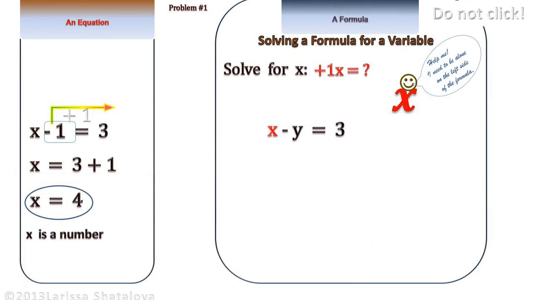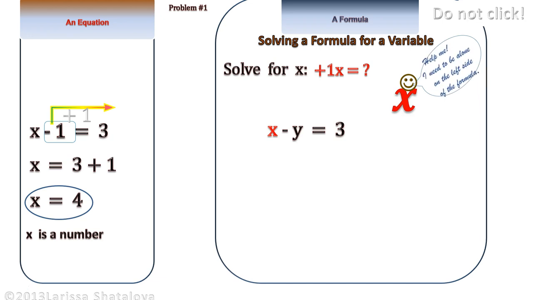Requests to solve the equation or solve the formula for a variable are very similar because a formula is practically an equation. Look at example number 1. Here is an equation x - 1 = 3, and we have to solve for x. x is 4. x is just a number. On your right, you can see a formula, practically an equation in two variables: x - y = 3, and we have a request to solve for x.